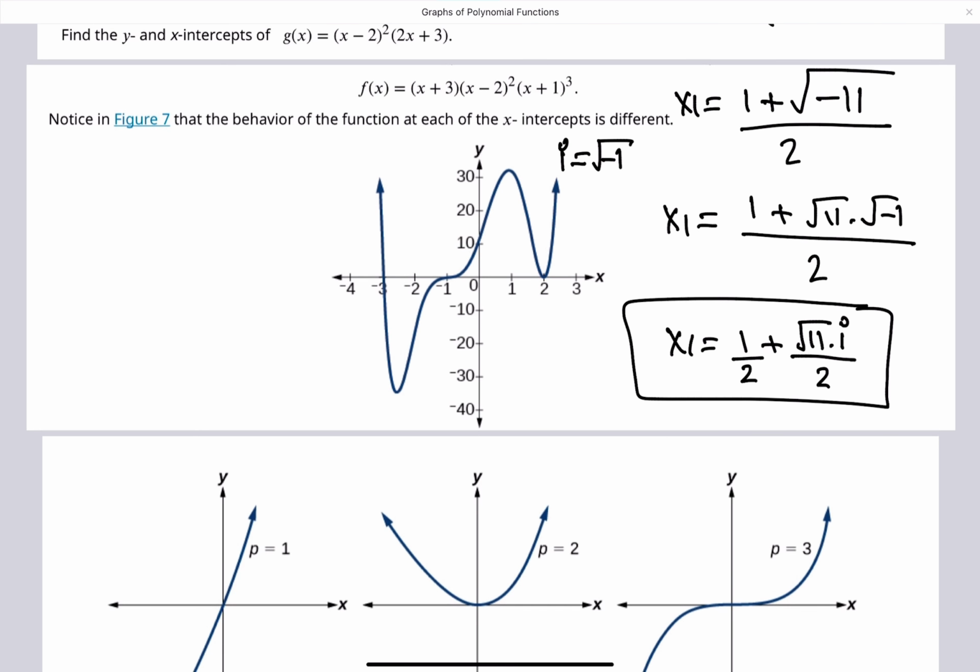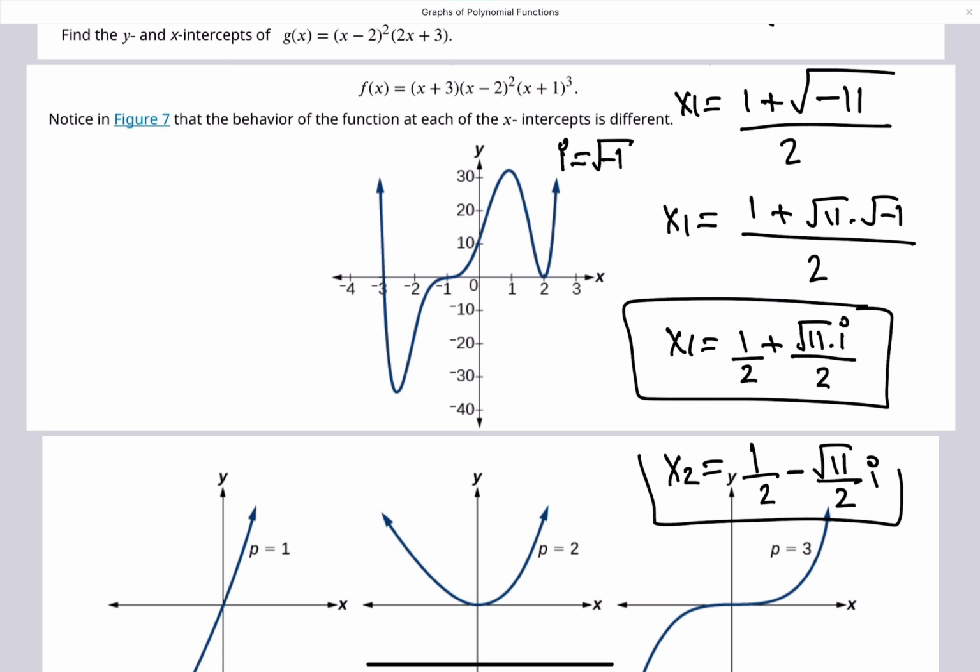How do I find x2? Well, it's very simple. You don't need to do all of this. Just write down 1/2, and instead of writing this plus sign, I write down a negative: square root 11 i divided by 2, and that is it. All good?